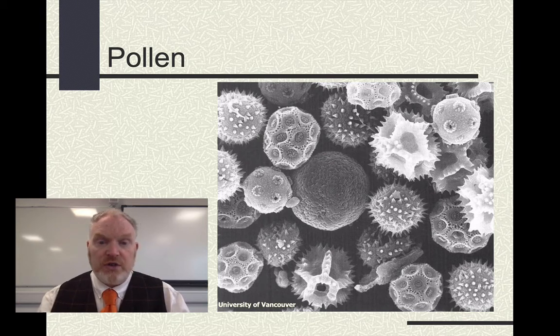You can also see that there are distinctive shapes, distinctive forms of pollen that can be recognized under a microscope, and the types of vegetation that produce those different shaped pollen grains can be identified.